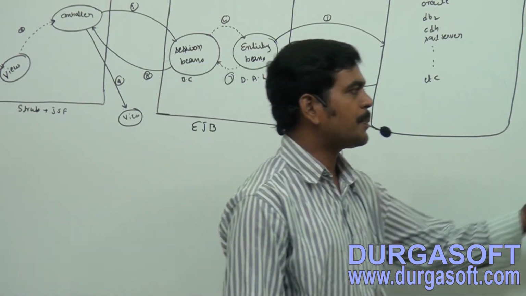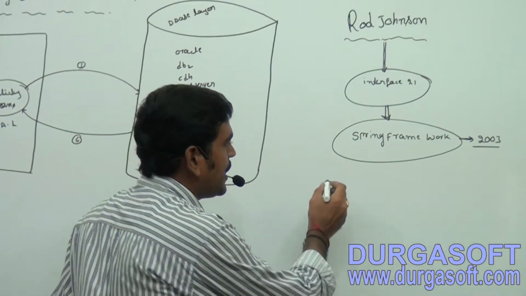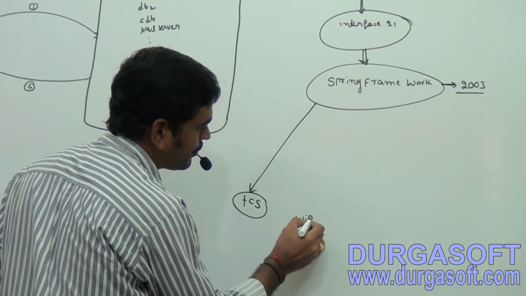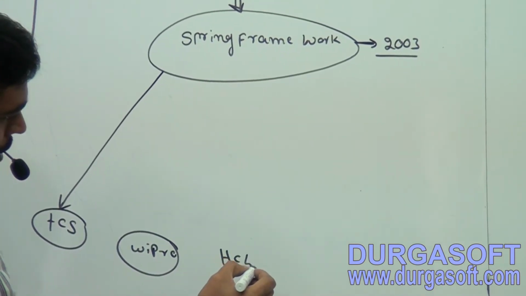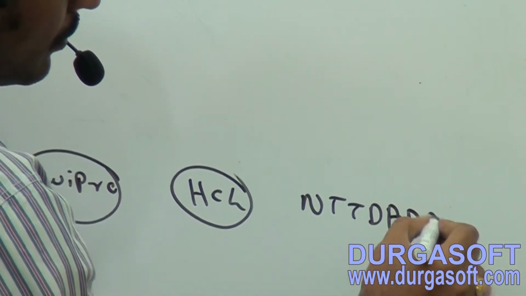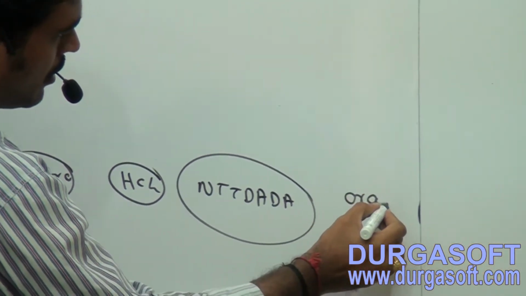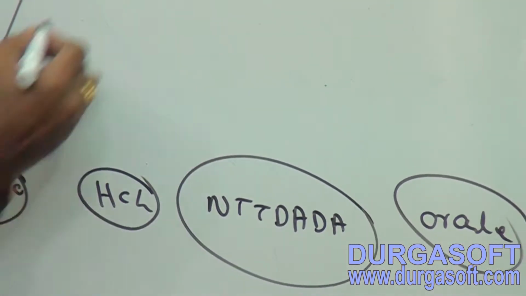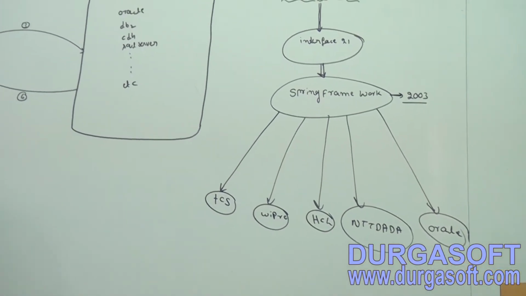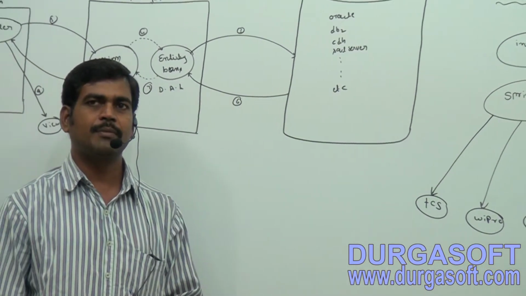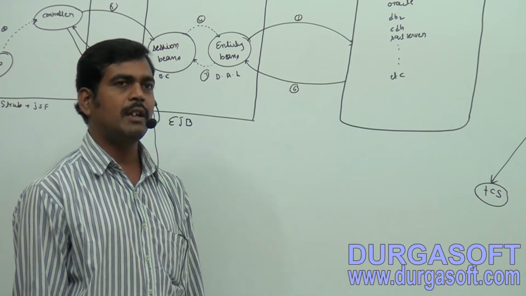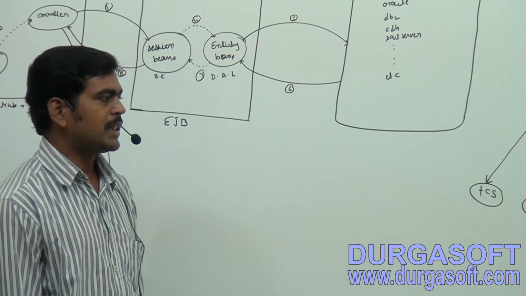At that time, 2003, this project was released to the market. Now people from different companies like TCS, Wipro, HCL, the next entity, Oracle, like this, different company people were utilizing this framework and started their projects. At that time, everybody was getting more flexibility while using this Spring Framework and developing the applications.